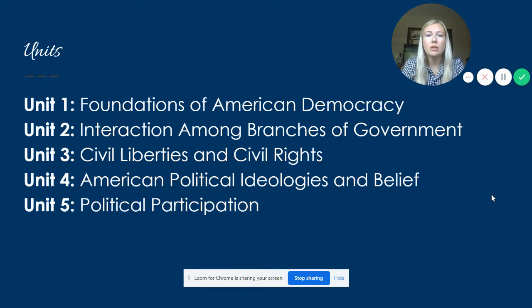After this, we will take a look at the interactions of the 3 branches, followed by civil liberties and civil rights, and this is where we really get into knowing our rights and Supreme Court cases. This will then end with political participation. So how are our ideologies and beliefs formed, and how do we engage and participate in this political society?